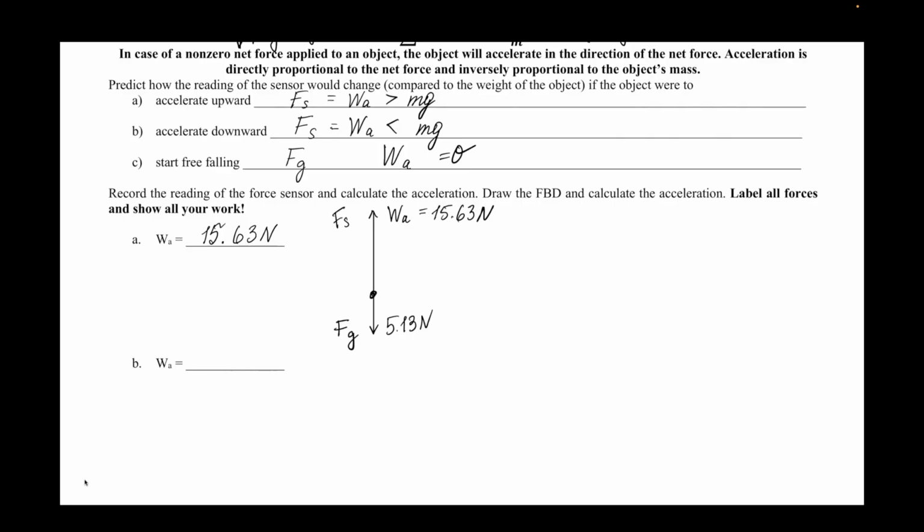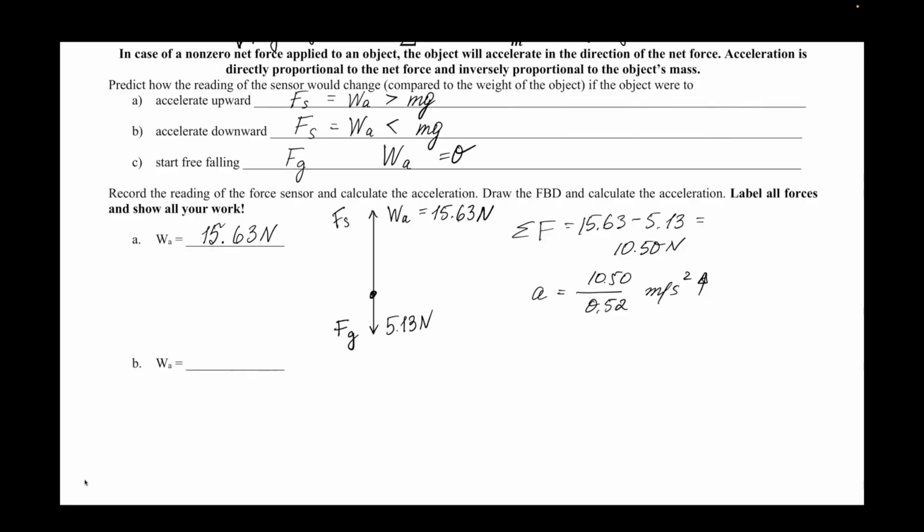In that case, the net force is going to be 15.63 minus 5.13. That is going to be 10.50 newtons. Then the acceleration that was given to the object in the upward direction would be net force, which is 10.50, divided by 0.52, meters per second squared upwards. Use the calculator to figure it out on your own.